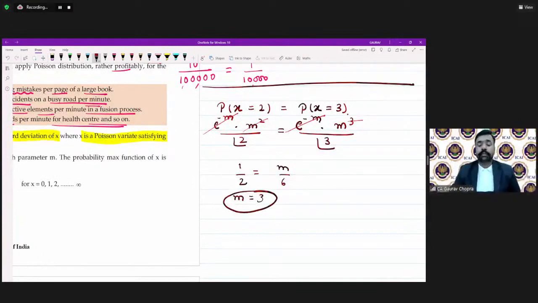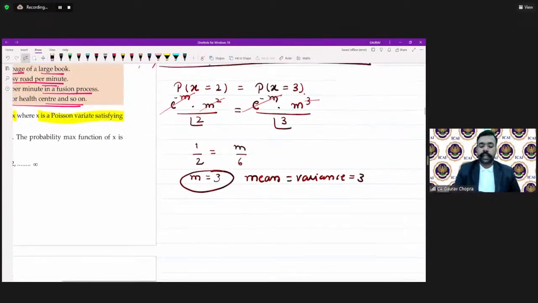M is 3. M means mean. Mean is 3. Mean is also equal to variance. So variance is also 3. And what will be standard deviation? Standard deviation is root of variance. That is root of 3. Okay. So this is super easy question. And such kind of questions come in exam.